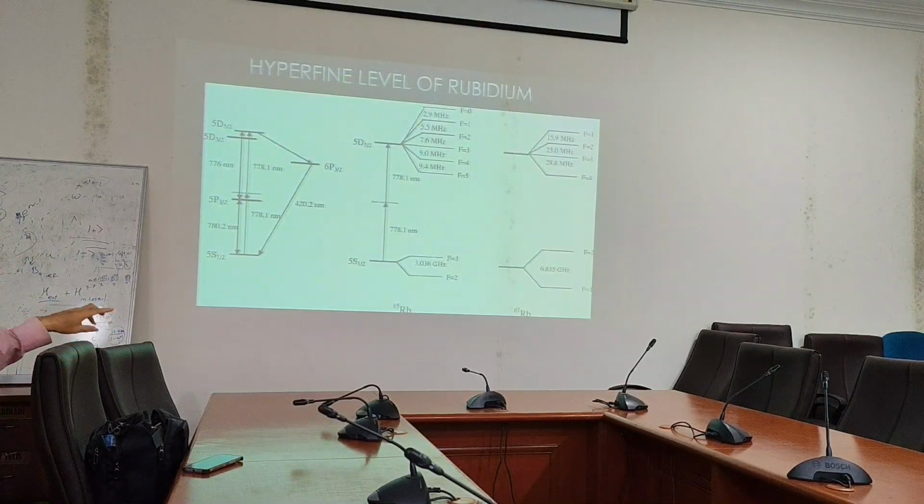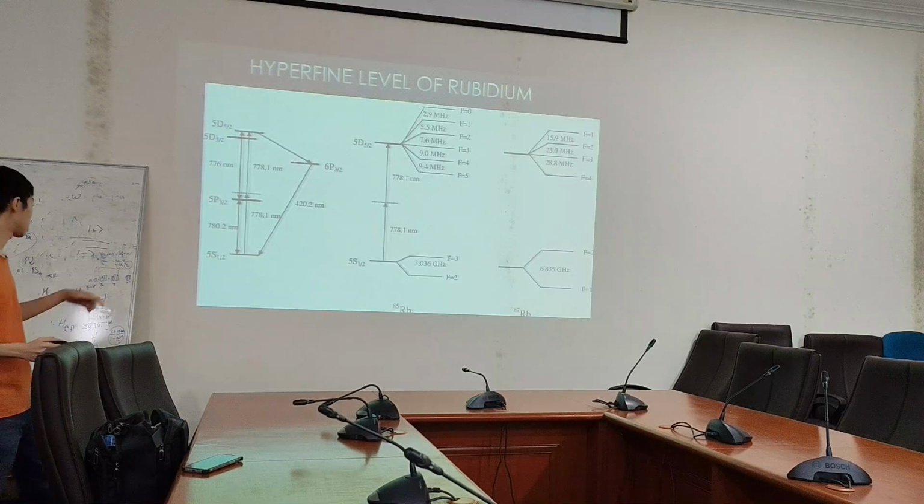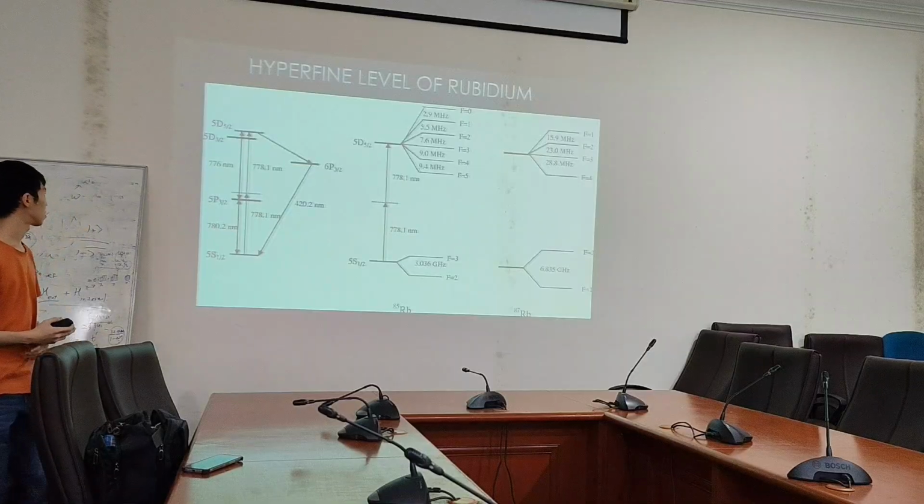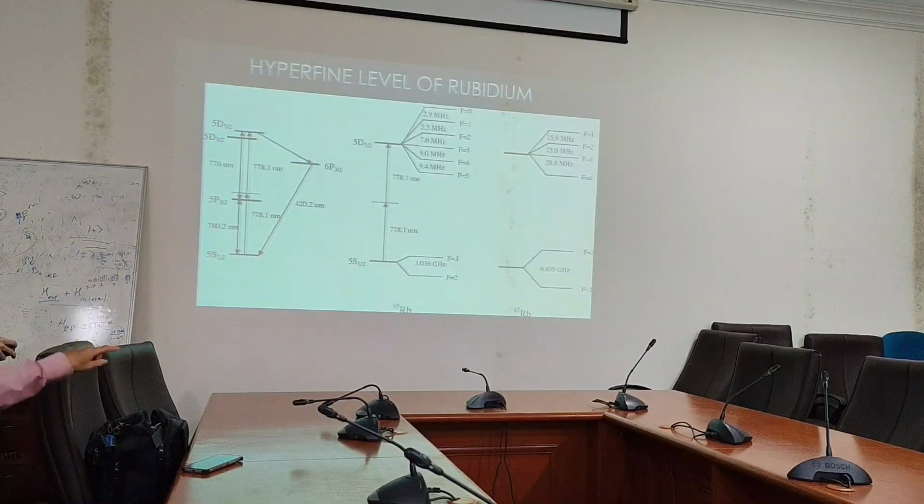Oh, let me see. Oh, it goes to the D level. Okay, D level. Then how about the typical one? We go to the 780. This one, the P. Yeah, two photon absorption.